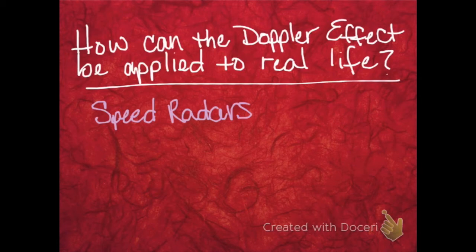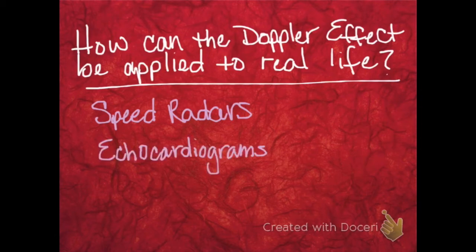So as it turns out, the Doppler effect actually comes in quite handy in real life. First of all, this is how speed radars work, whether it's a cop measuring how fast people are driving down the street, or a coach measuring how fast somebody can throw a fastball. The other thing we have are echocardiograms. This is when they go in and listen to the heart, and they can actually use the Doppler effect to see what the heart looks like.